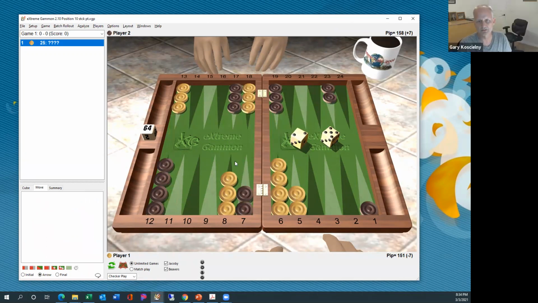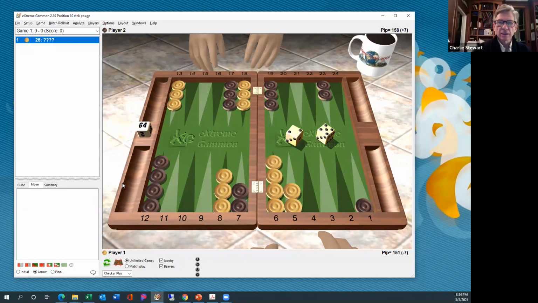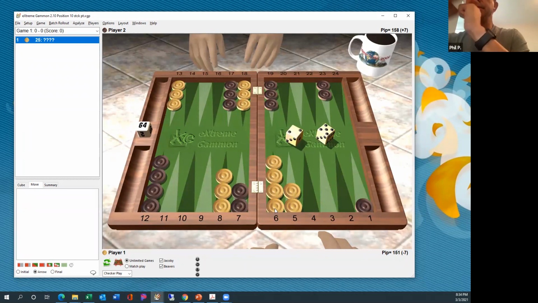Here's a somewhat common situation where you've got a holding game going on. So you have a 5-2 to play. What do you do with it? Any ideas? Quickly, I don't want to spend too long. 18, 13, 6, 4. Okay. 18, 11. 18, 11, okay, and why?